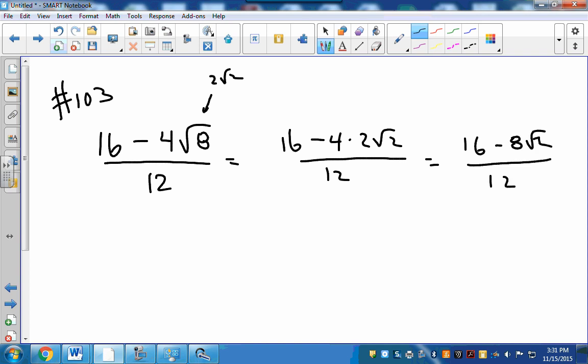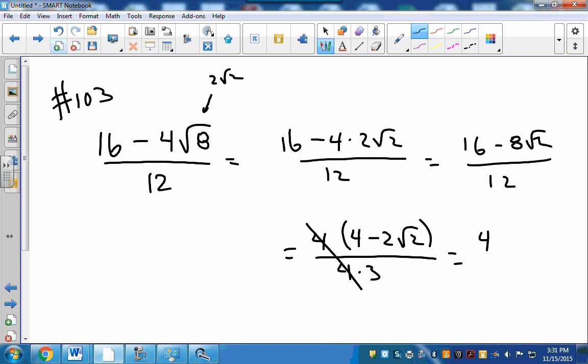And now I'm going to go ahead and factor out the 4. So 4 times 4 minus 2 root 2. And on the bottom, I have 4 times 3. Final answer, 4 minus 2 root 2 over 3. Lowest terms. Okay, that's it for 8.5.